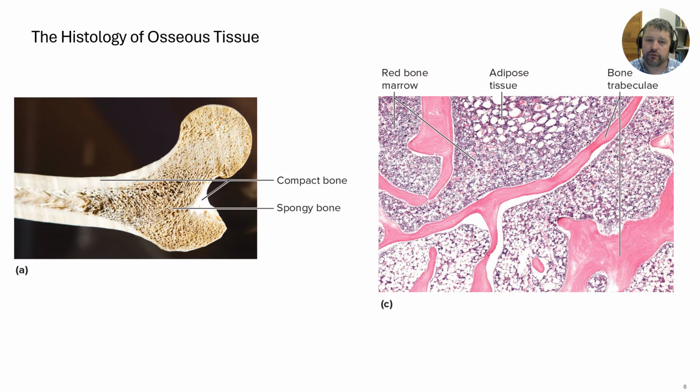Okay, so let's look at some examples of this as we go. So again, compact bone outside, you can see there.